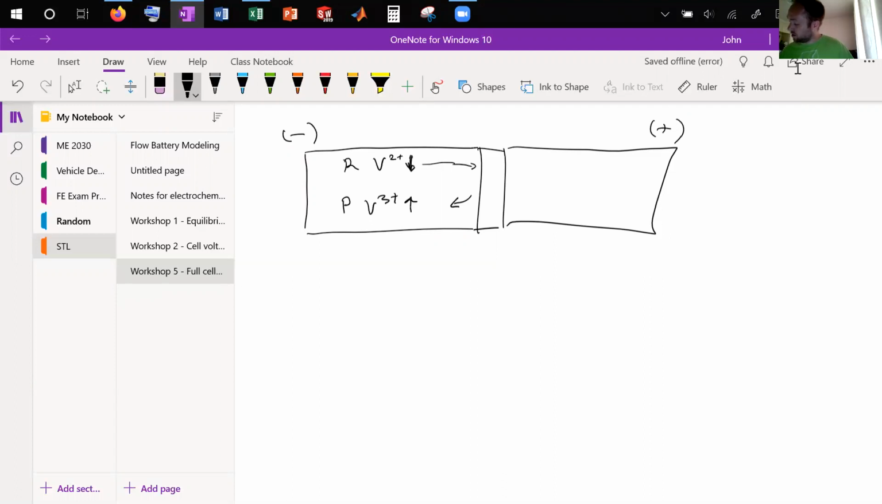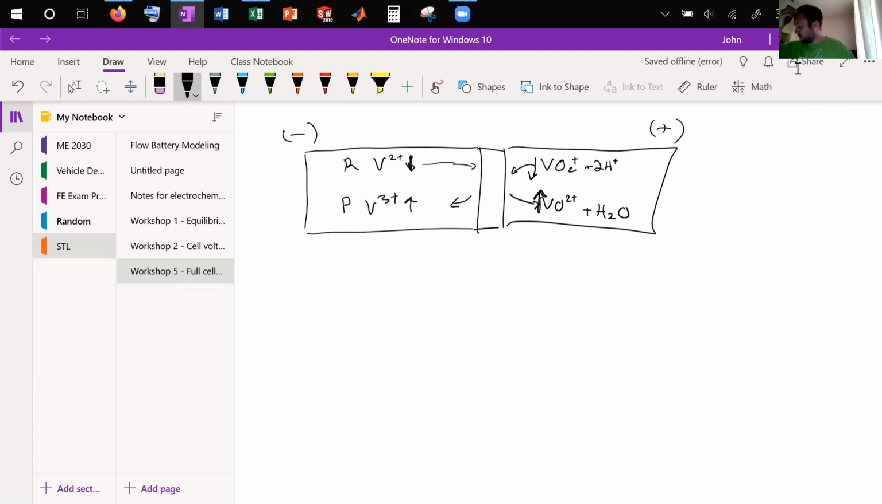At the same time, on the positive half side, you have your reactant VO2 plus, plus 2 protons. They're going to come in and they're going to react. So both those concentrations will go down as you discharge. And what's going to come out is going to be VO2 plus plus a water molecule. So you'll see those two concentrations go up at the surface. And so that's what our cell's modeling.